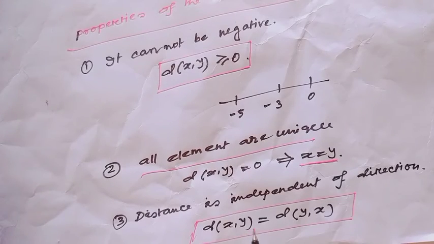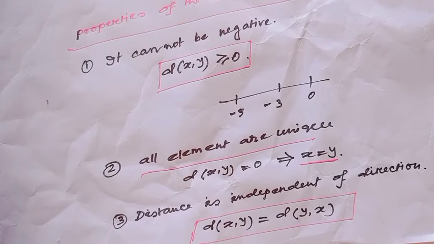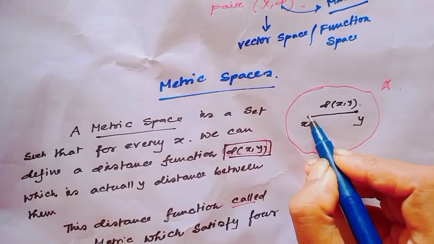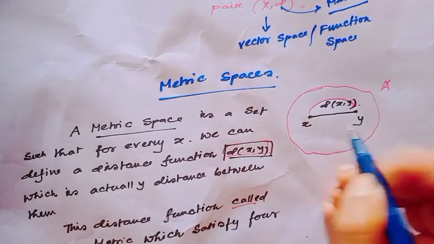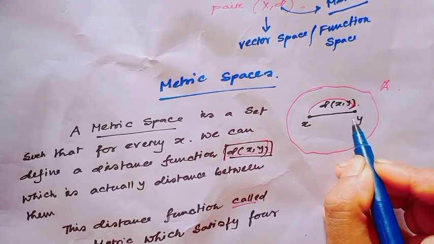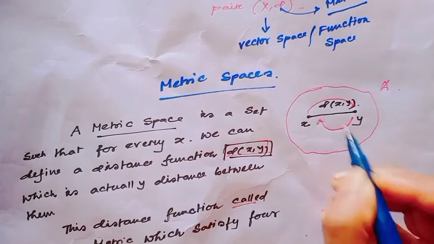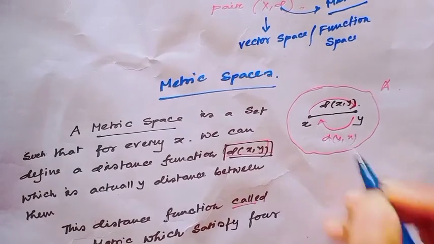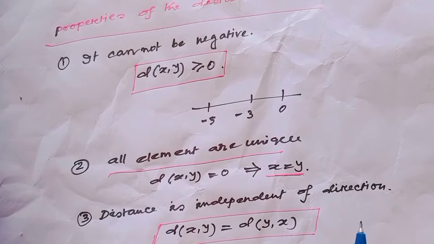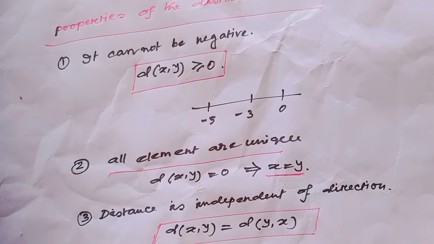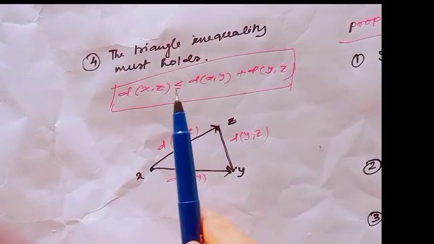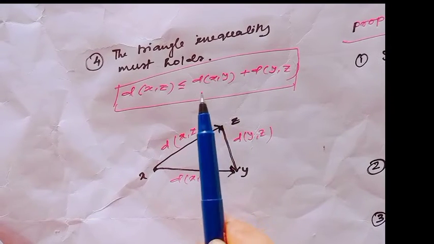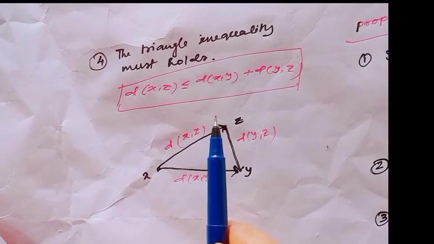Third condition: distance is always independent of direction. The distance between x and y is always the same as the distance between y and x. That means the distance from x to y is always the same as the distance from y to x. Okay? So distance is independent of direction. The next property is the triangle inequality. Here the triangle inequality must hold.